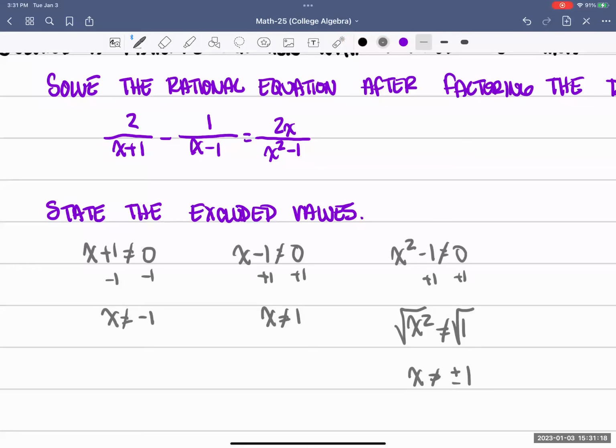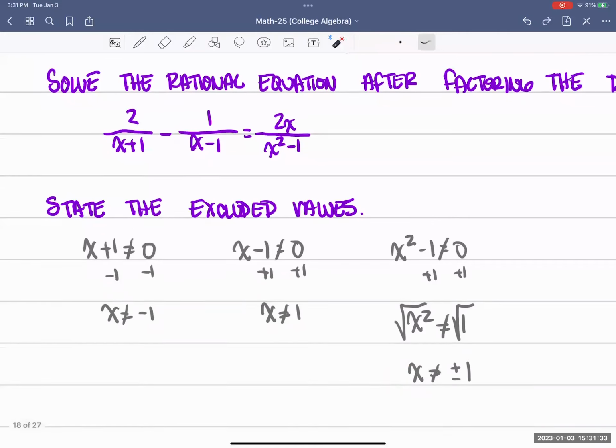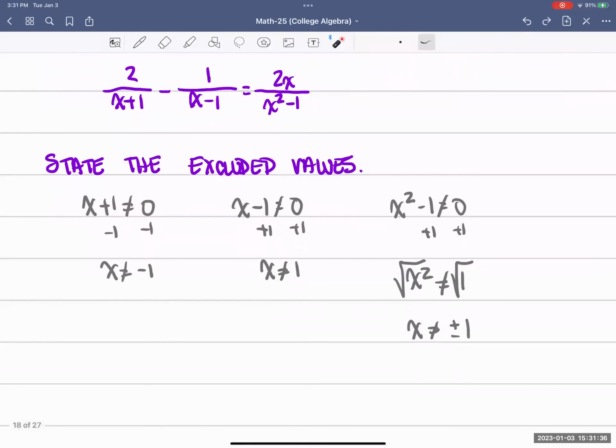So it looks like we have similar solutions for these. So x cannot equal -1, x cannot equal +1, and x cannot equal negative or +1. So that kind of tells us right away that we have some similarities here. So now that we have our excluded values, x cannot equal 1 or -1.